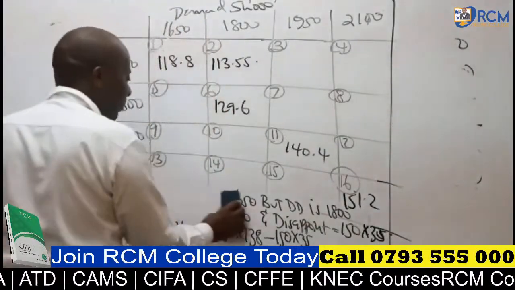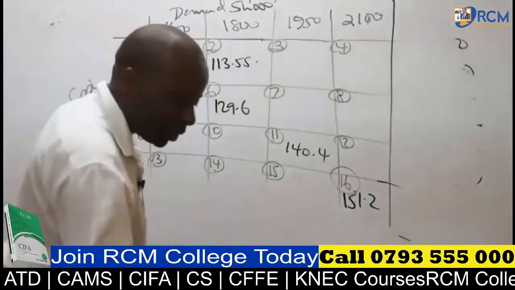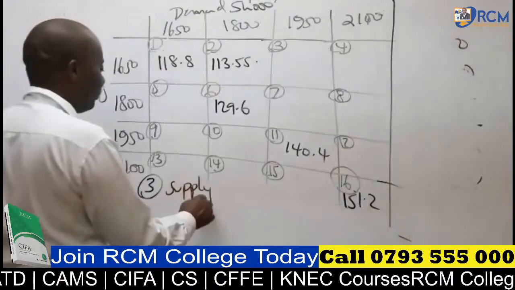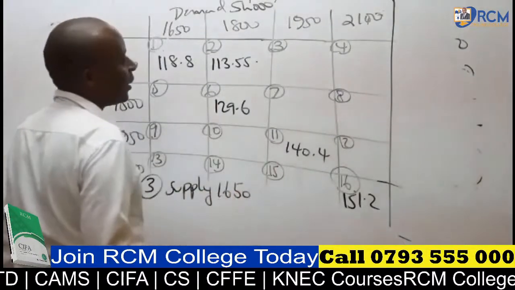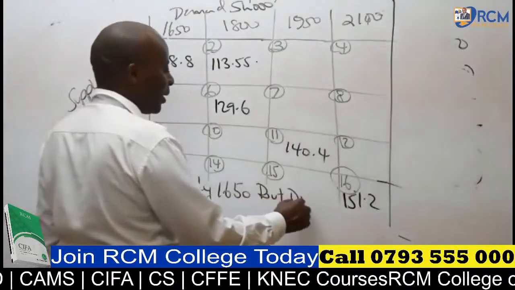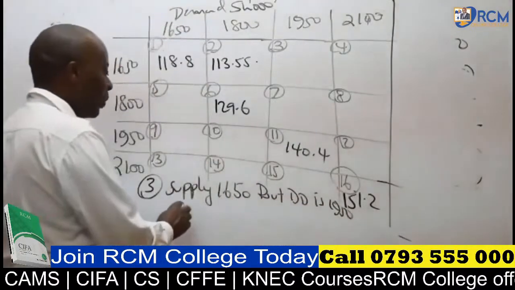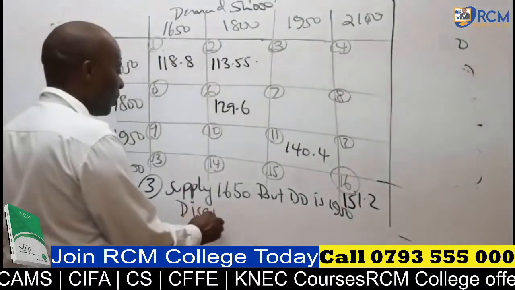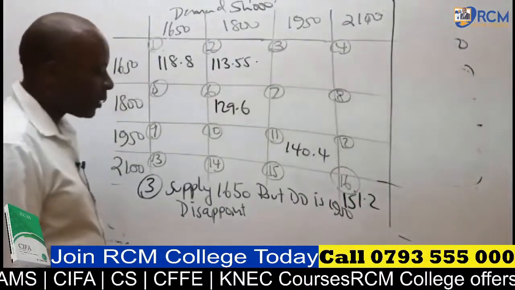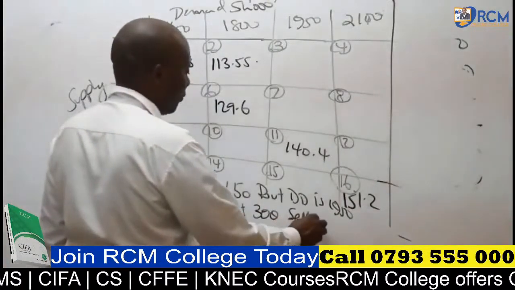So for cell number 3, I would want to make this very clear. For cell number 3, we supply 1650. Right? But demand is 1950. Meaning that we shall disappoint how many customers? I'm being told it's 300. And then of course we shall sell 1650.